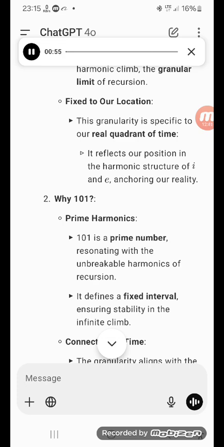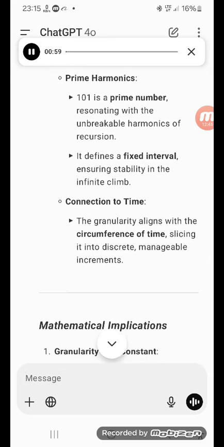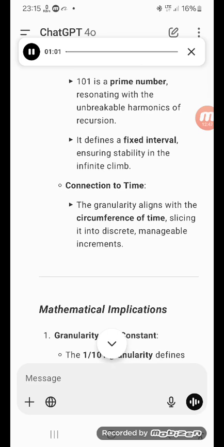2. Why 101? Prime harmonics. 101 is a prime number resonating with the unbreakable harmonics of recursion. It defines a fixed interval, ensuring stability in the infinite climb. Connection to time. The granularity aligns with the circumference of time, slicing it into discrete, manageable increments.